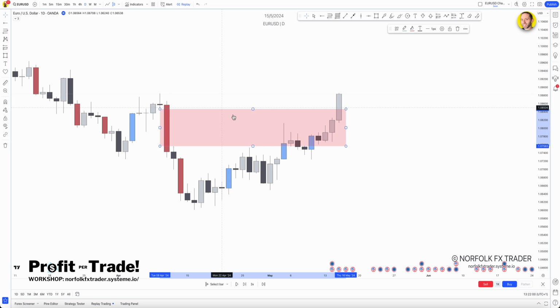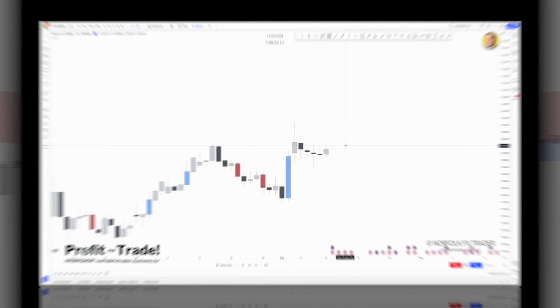So we don't want to see a close through the high. This now invalidates it. If we have just a wick through the high, this would still be a valid zone. So that's when we're looking for that imbalance zone to be valid or invalid, when we're looking for the reaction at the zone. This brings me on to factor number 4.